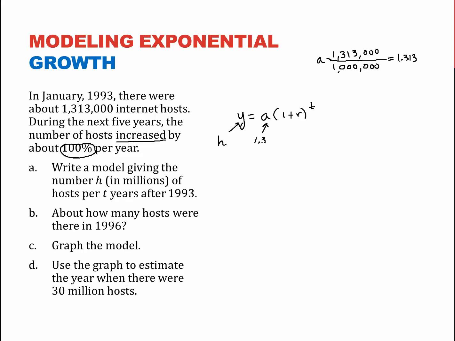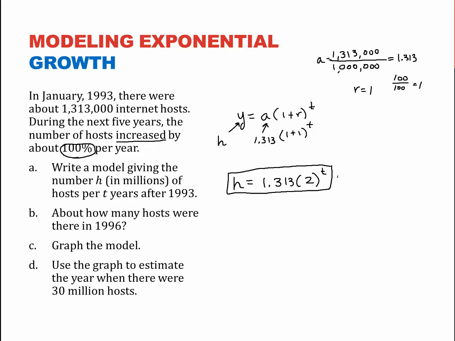So A is 1.313. We know that R is going to be 1, because 100 over 100 is 1. So we have 1 plus 1 raised to the t. And t is the variable, so that stays like this. So let's see if we can rewrite this. This is H equals 1.313. What's 1 plus 1? 2 raised to the t. This is the model.